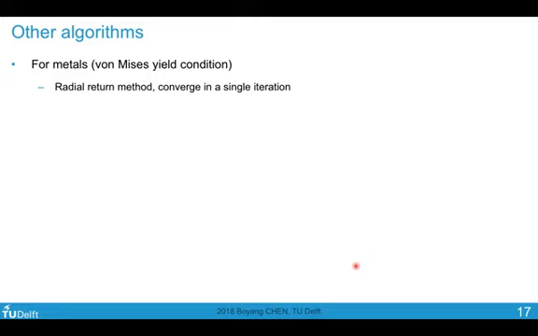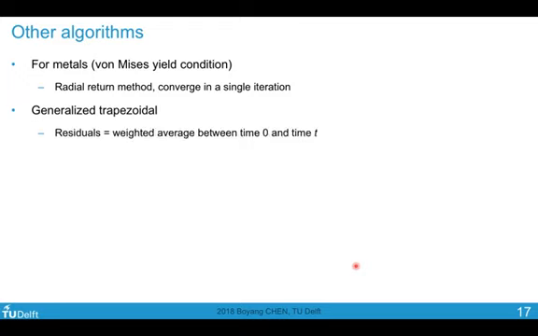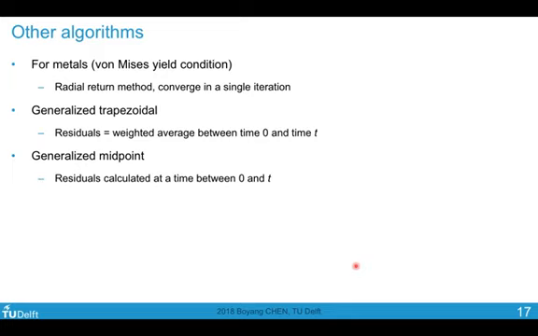Besides this explicit and implicit algorithm, there are in-between algorithms, such as the generalized trapezoidal, which evaluates the weighted average of residues between time 0 and time t, or the generalized midpoint algorithm, which evaluates the residues at a certain time between 0 and t. So these are less frequently used, and the implicit algorithm is the most robust and most widely used algorithm, and this is also the one that's implemented in Abaqus.